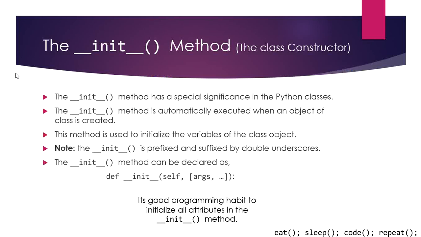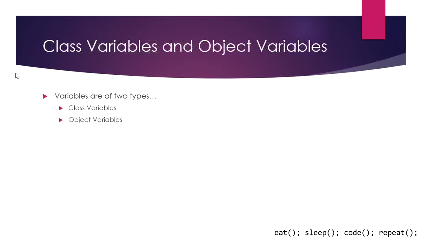Okay, so let's move forward. It is very good practice to have init where you initialize all the attributes. Moving forward, what are class variables and object variables? We have seen that classes have variables which are defined in them.